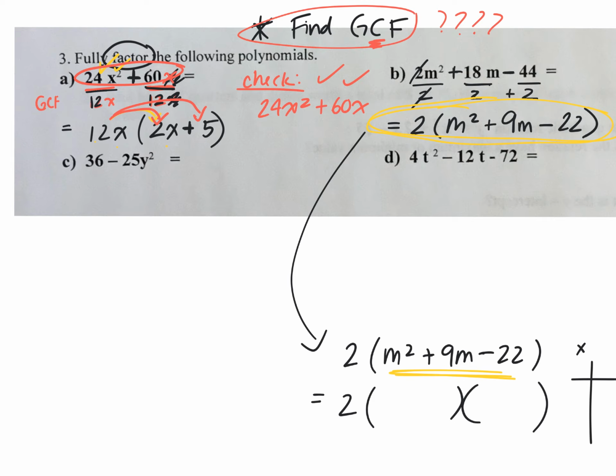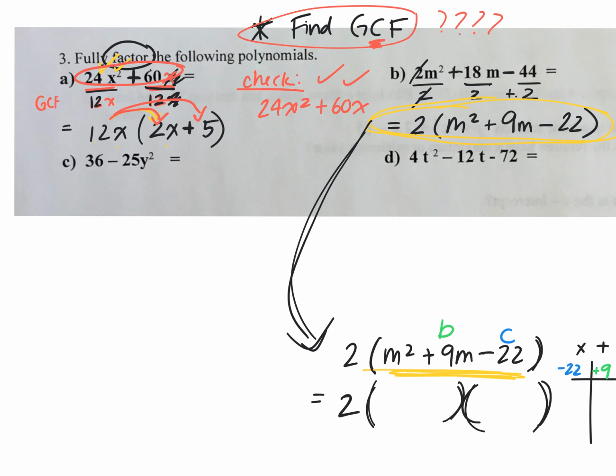This can still be factored into, you're looking for 2 things that multiply together to give you c, so to give us negative 22, and adds up to b, which adds up to positive 9. Do you remember this? This is on your exam. This was our answer, but I know I can still factor this. I'm going to keep the 2 in front, but this can be factored.